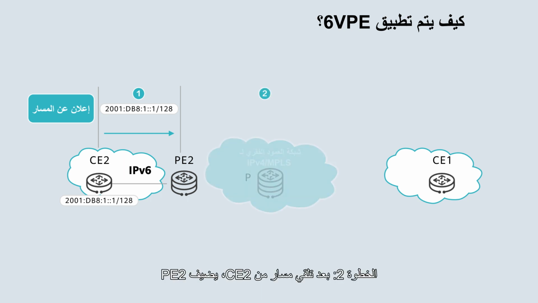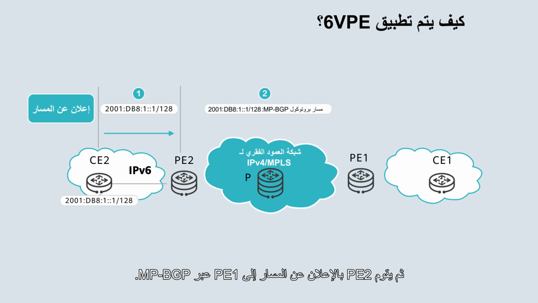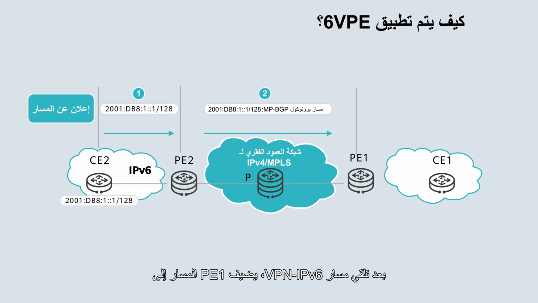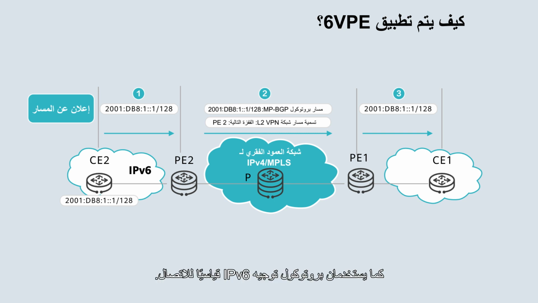Step 2. After receiving the route from CE2, PE2 adds an RD prefix to the route to convert it into a VPN IPv6 route. PE2 then advertises the route to PE1 through MP-BGP. After receiving the VPN IPv6 route, PE1 adds a route to its VPN IPv6 routing table and stores the MPLS label information carried in the MP-BGP update message. Step 3. PE1 exchanges routes with CE1 in a way similar to that in Step 1. They also use a standard IPv6 routing protocol for communication.